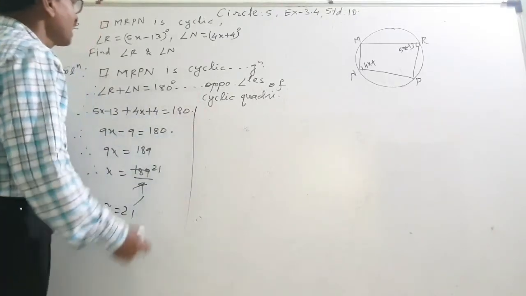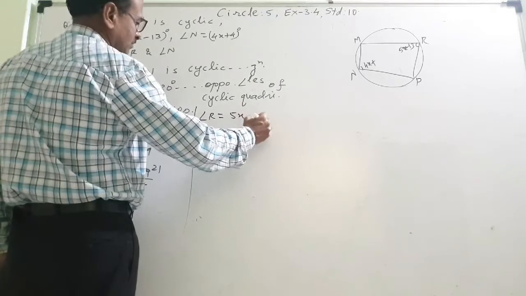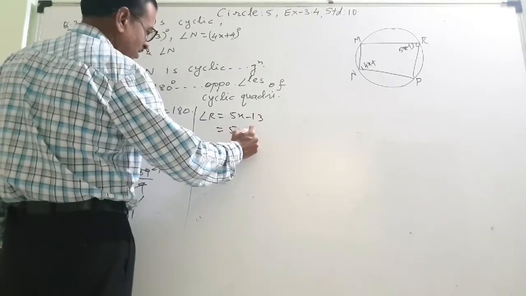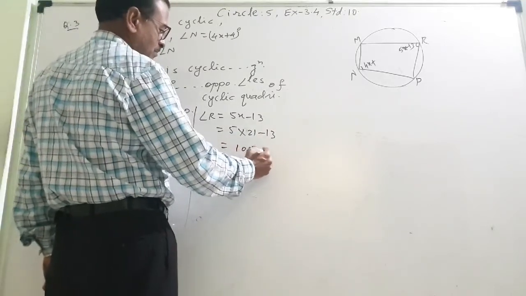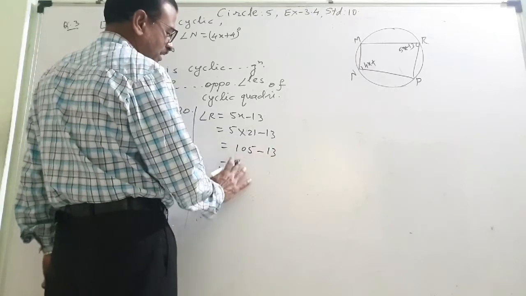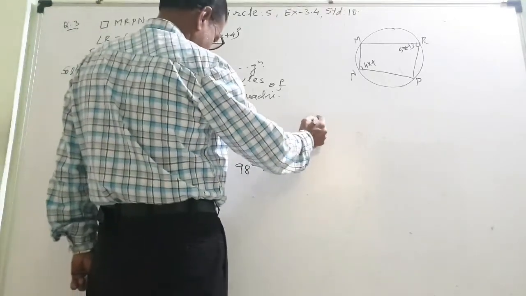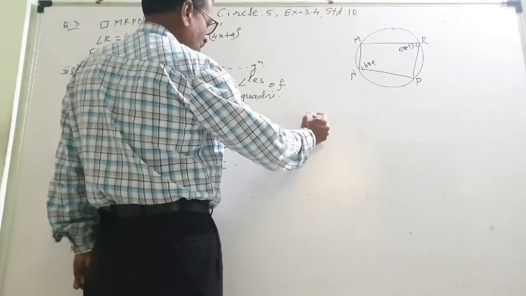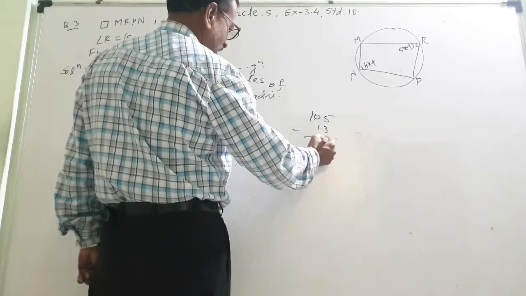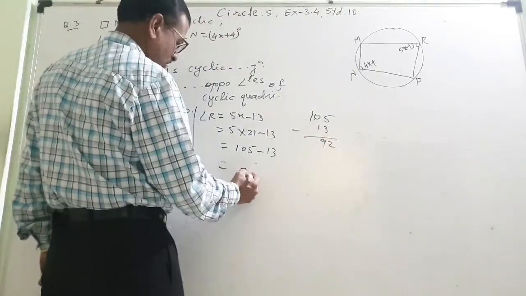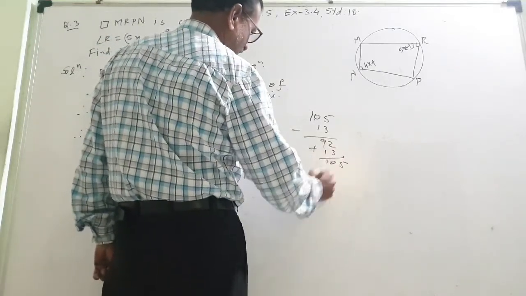So, what do I want? Angle R. Angle R equal to 5x minus 13. That is equal to 5 into 21 minus 13. So, that is equal to 105 minus 13, so that is equal to 92 degree.